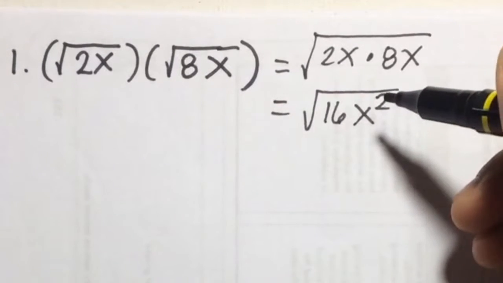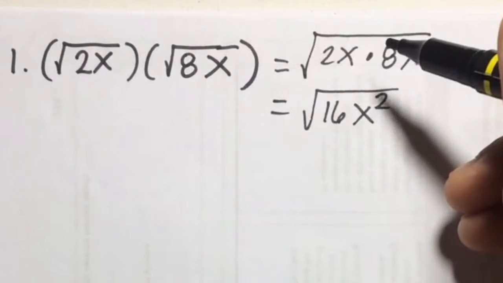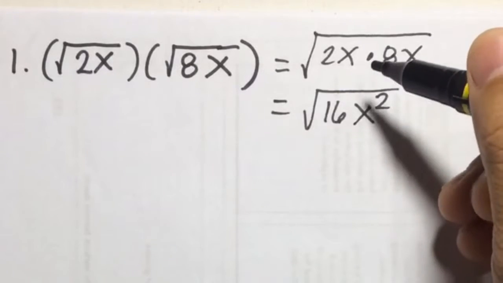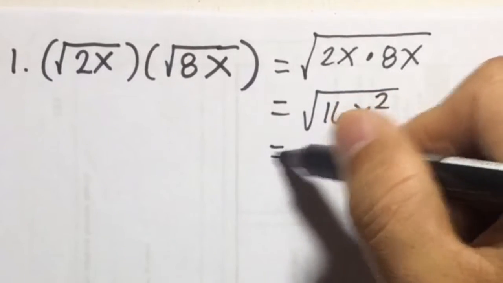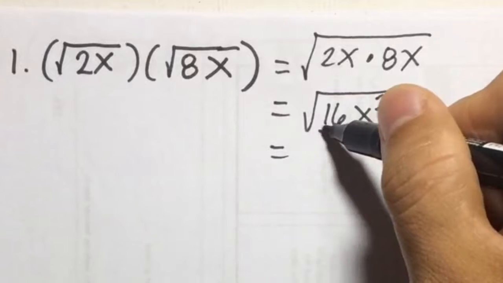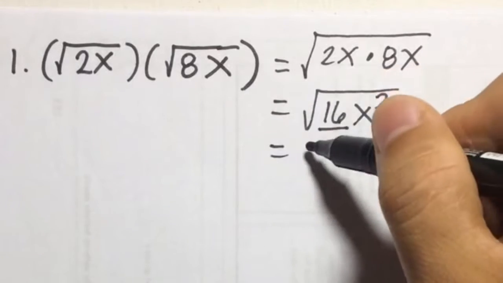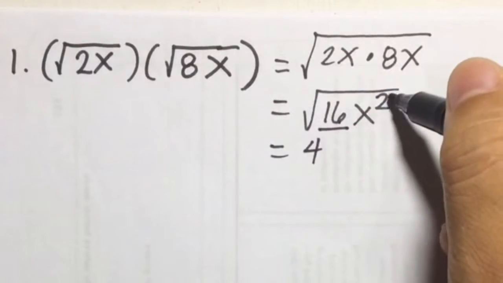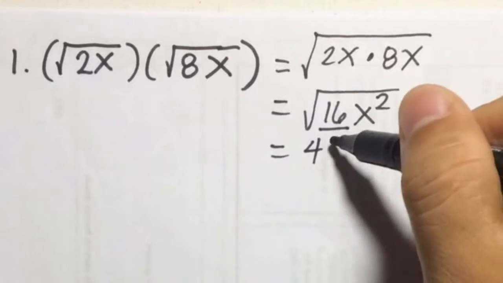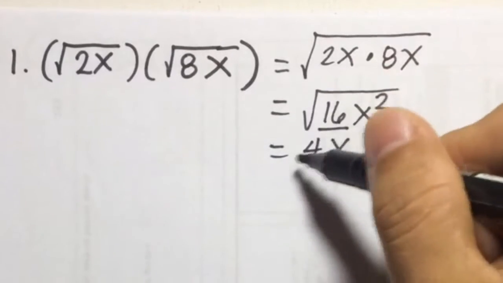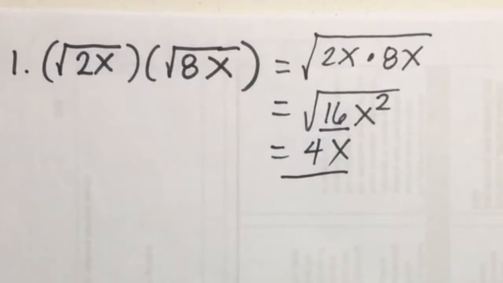Then we're going to simplify by removing the perfect nth powers from the radicand. So in here, the square root of 16 will be 4. Then the square root of x squared will be x. So the answer here will be 4x.